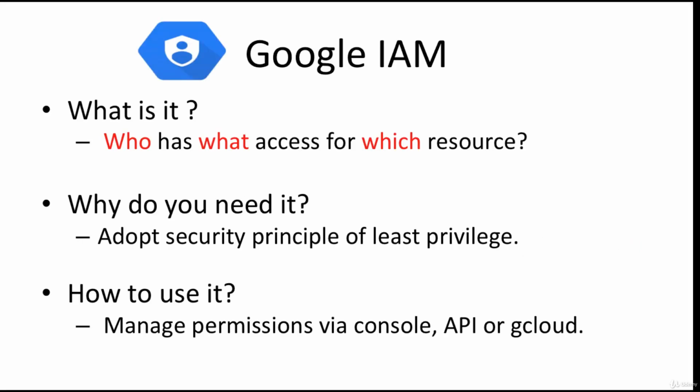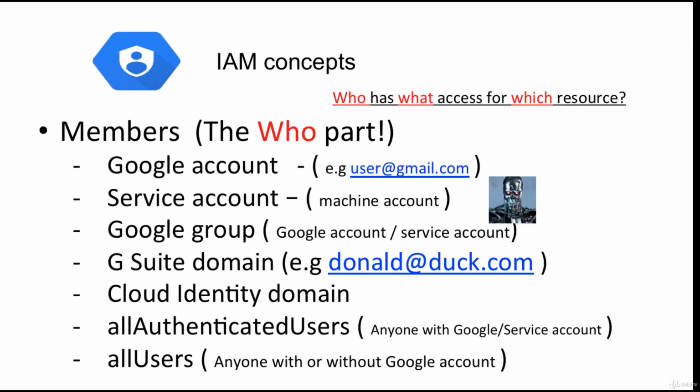First, what is Google Cloud IAM? It basically helps you to define who has what access for which resource. The reason you need it is to adopt the security principle of least privilege. By giving the user only the needed permission, you secure the environment a bit more, hence it actually helps you with that. And to manage it, you can use the console, API or gcloud.